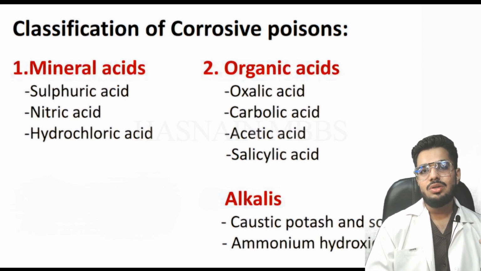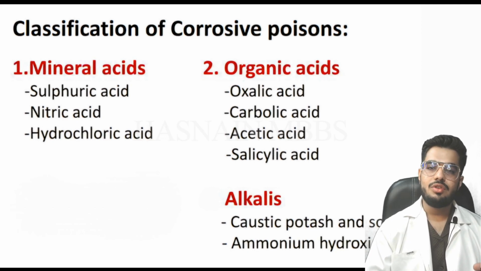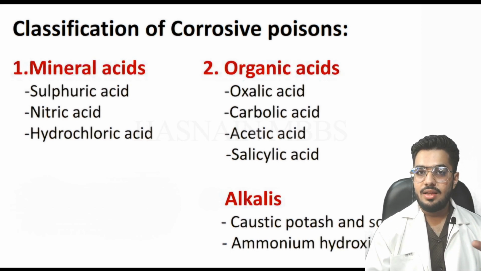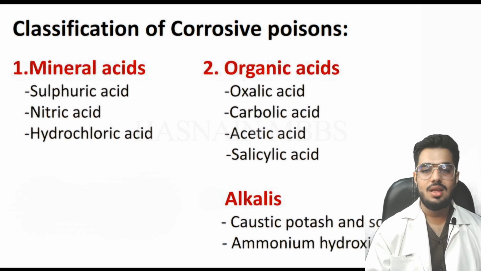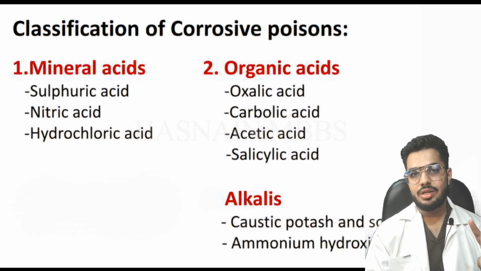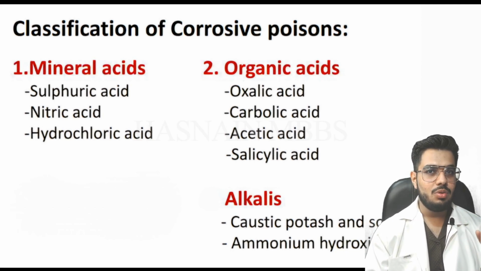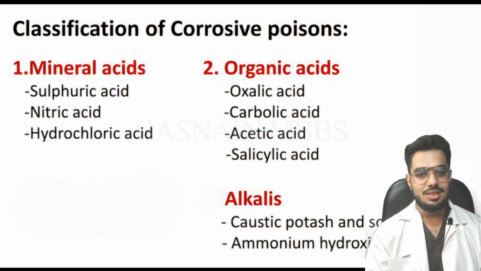From an exam point of view, questions are mostly asked from acids, specifically sulfuric acid, nitric acid, carbolic acid, and oxalic acid. These four acids are very important. So when you are reading your textbook, please put a mark on these acids. Let's dive into the topic and understand what corrosive is and what corrosive poisons are.